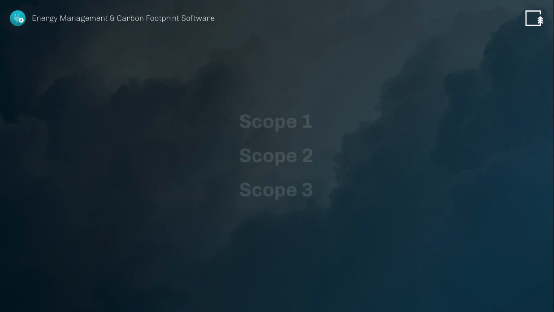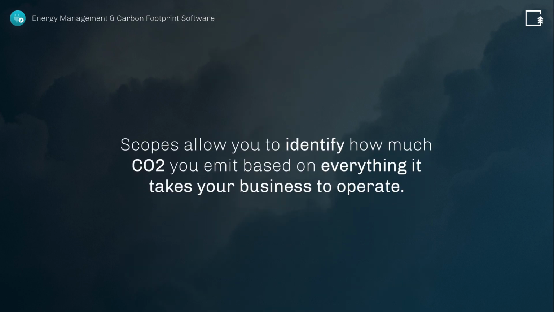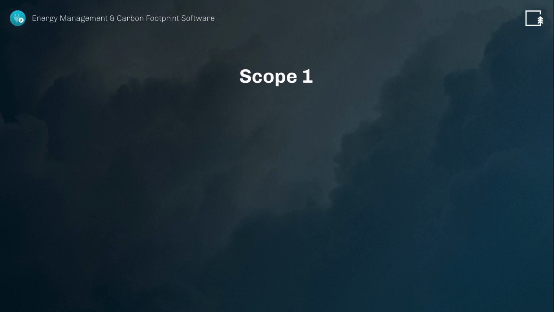We often hear about Scope 1, 2, and 3, but what are they exactly? Let's start by saying that scopes allow you to identify how much CO2 you emit based on everything it takes your business to operate. Let's first focus on Scope 1.